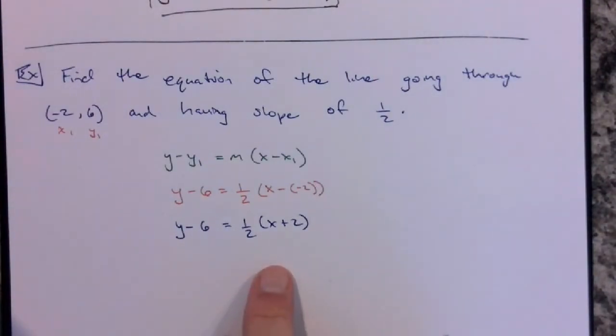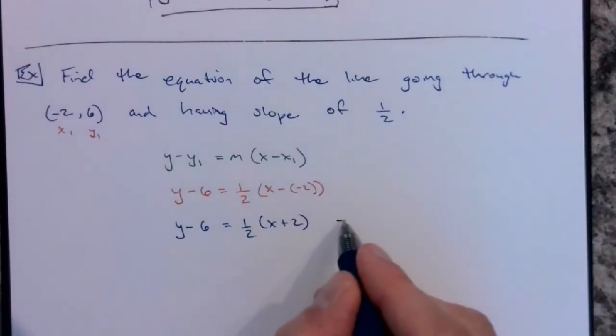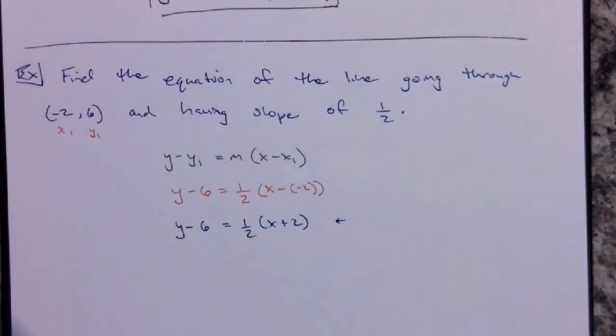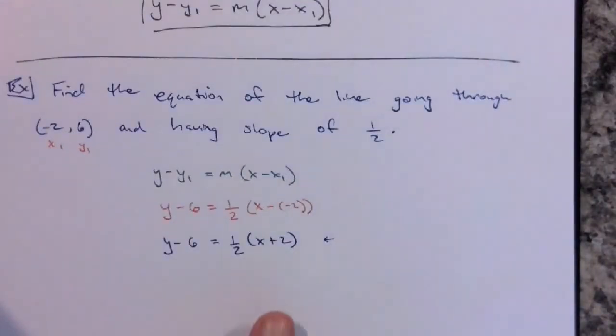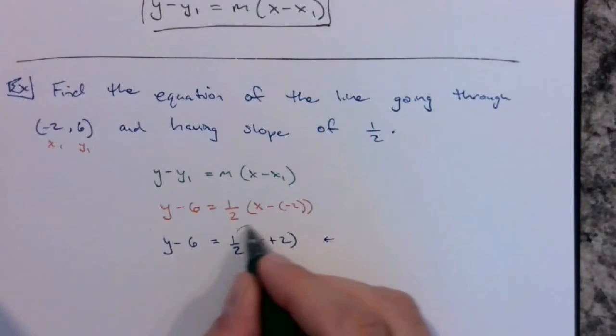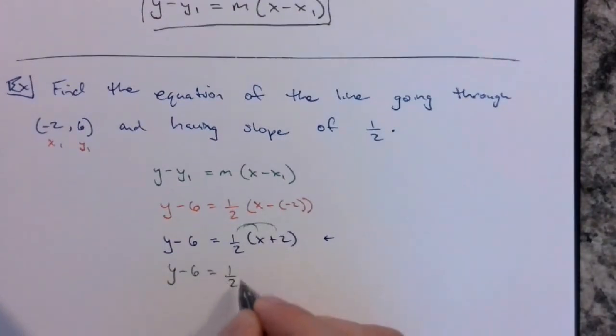Typically, though, they're going to ask you to give the answer in slope-intercept form. So you found the point-slope form right here. To get to the slope-intercept form, the y equals mx plus b form, like we had way at the top here, what you're really going to do is just solve this for y. So to solve this for y, I'll distribute the 1/2 through first. So I end up with y minus 6 equals 1/2 times x, which is 1/2 x.